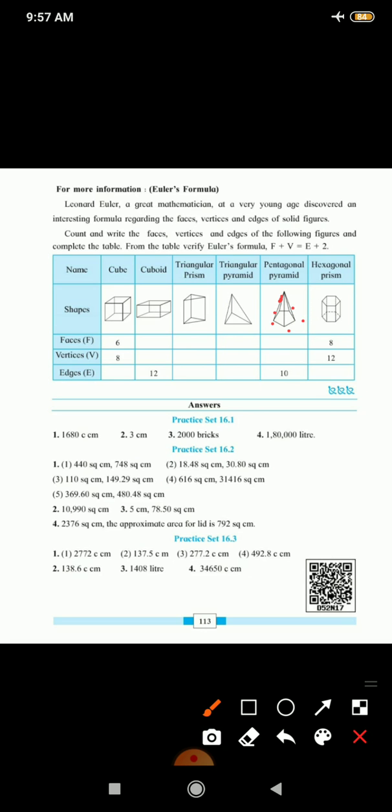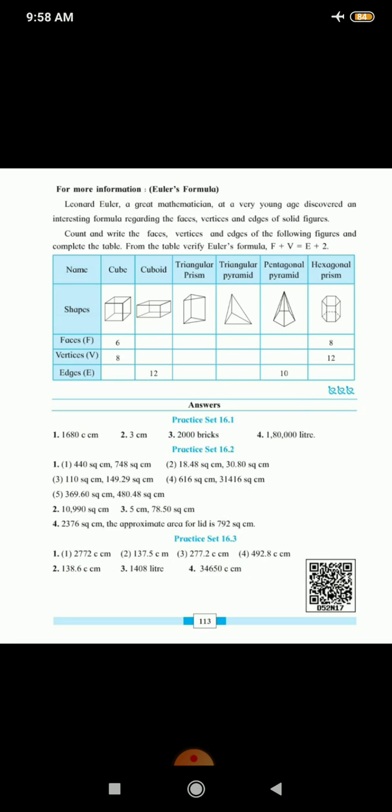Hexagon means 6-sided. So 6 faces plus 2, top and bottom. So 8. 12 vertices, 6 at the top, 6 at the bottom. So 12. And edges are 18. 6 threes are 18. Top, down and at the sides. So this is 18. I hope you have followed this. Now Euler's formula. What do you do? You add faces plus vertices.